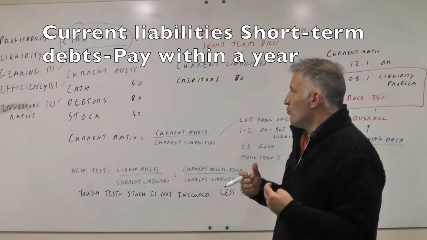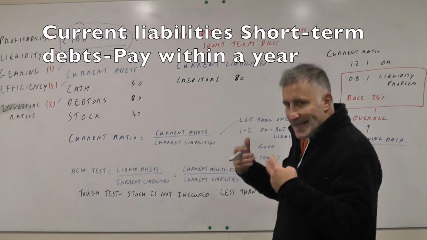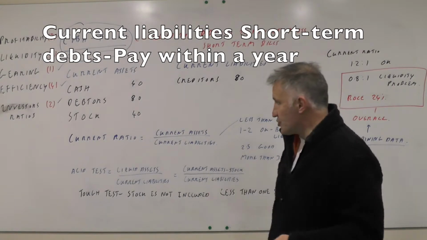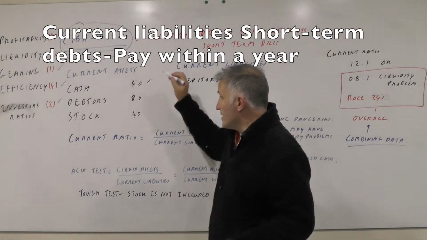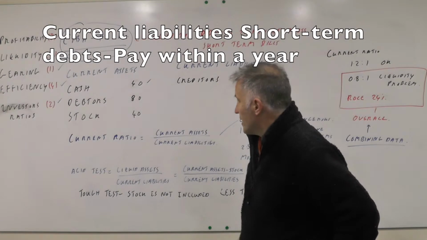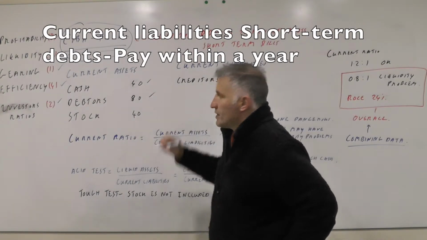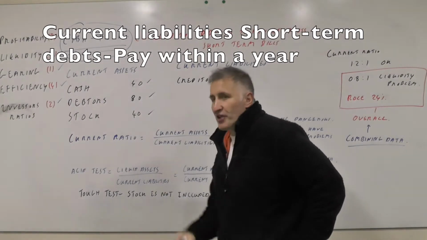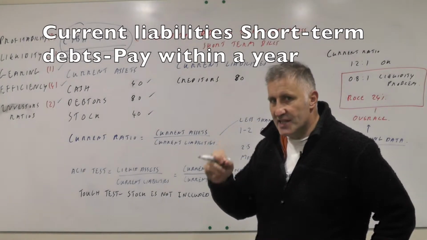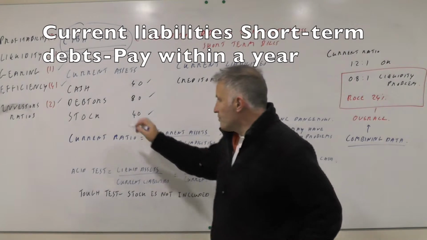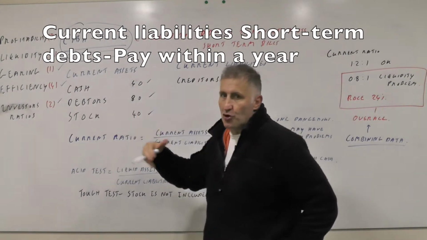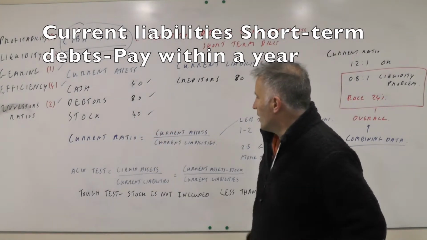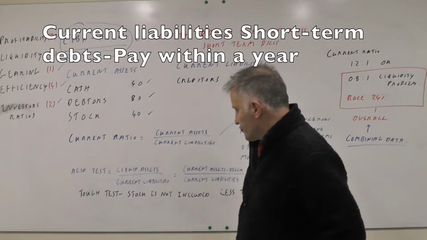These are all assets that can easily be converted into cash. Obviously cash is cash, so that is the most liquid of the assets. Debtors are also pretty liquid, and stock is the least liquid of the current assets, because it may not be that easy to turn all that stock into cash. So we have 2 ratios as regards this.